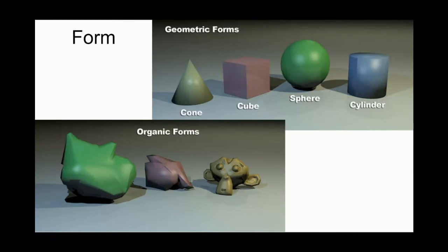Then we'll go to the element of art form. It's similar to shape, but it's 3 dimensions, meaning it has height, width, and depth. You also have geometric forms, just like you have geometric shapes, and organic forms, like you have organic shapes.